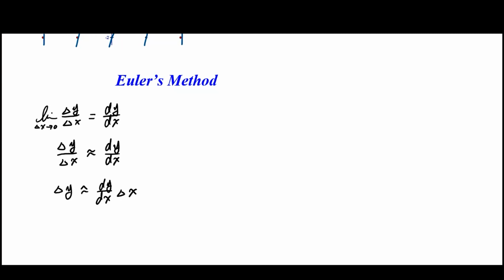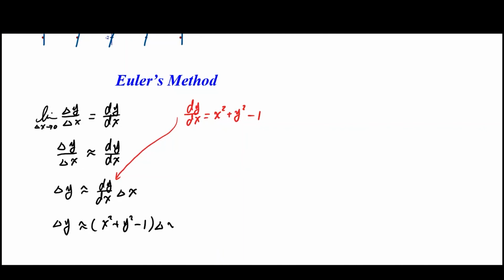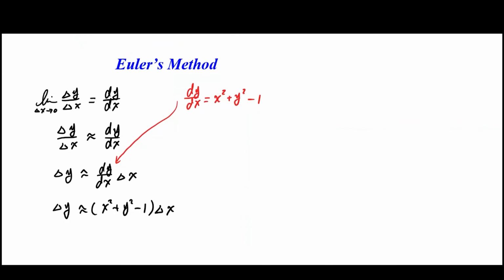Now, what is dy over dx? Well, we'll use the same example. Dy over dx we just had was x squared plus y squared minus 1. Now you take this and substitute it right there. Then what we get is delta y is approximately equal to x squared plus y squared minus 1 times delta x. Now you probably never thought about it like that. Okay, with this we can compute a lot of coordinates.